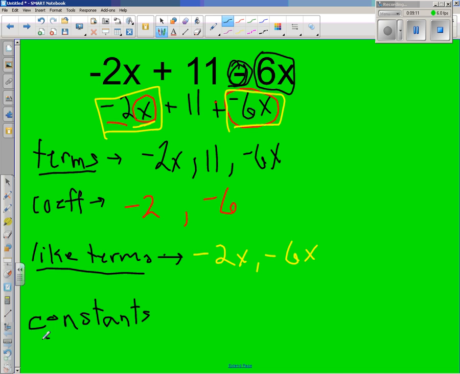The last thing we need to identify are the constants. Constants are the terms in an expression that do not have any variable part, and so in this case, we have plain old 11 all by itself.